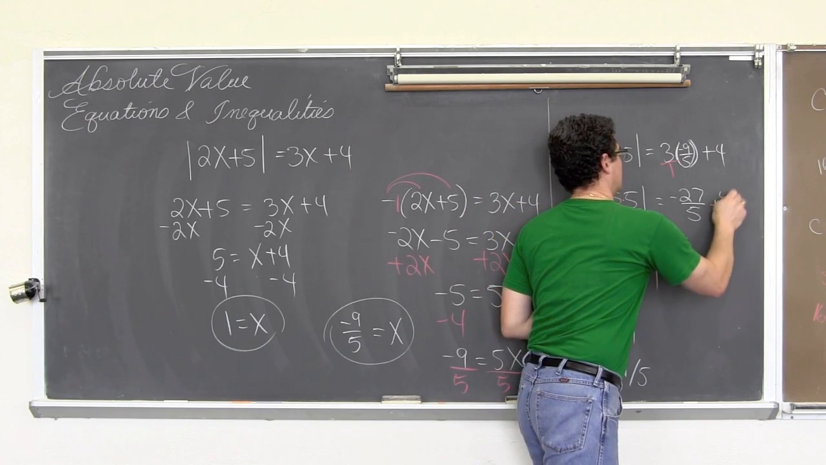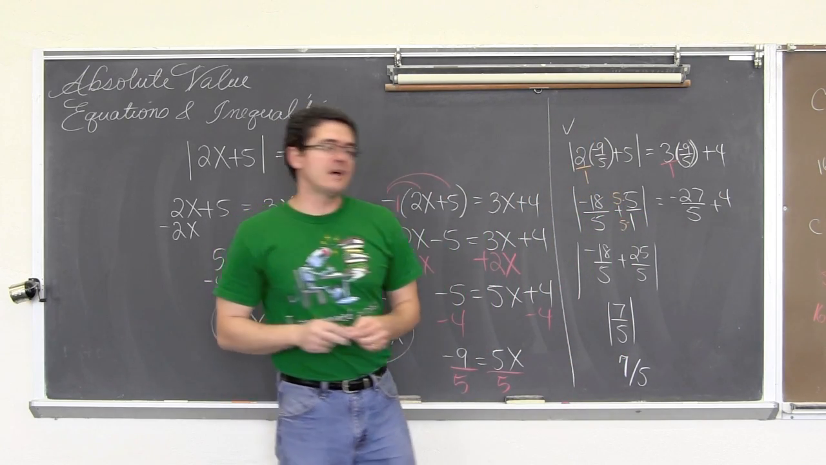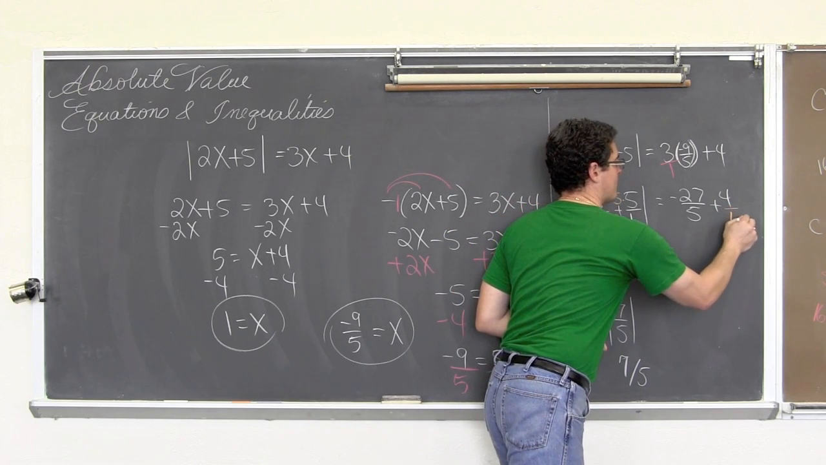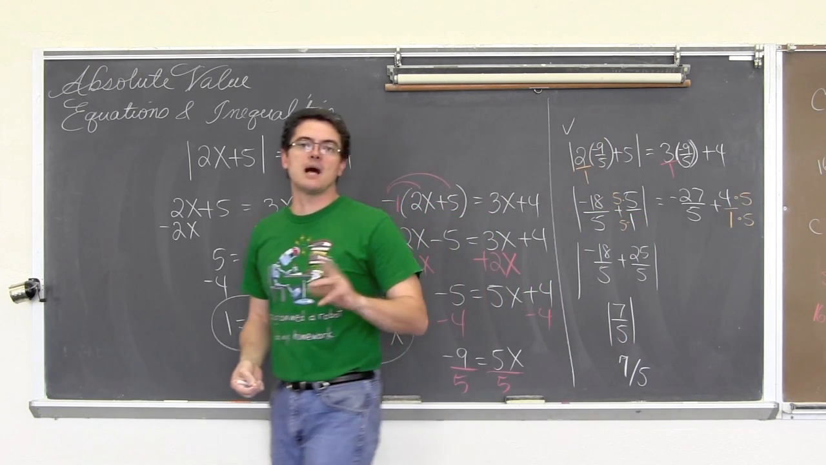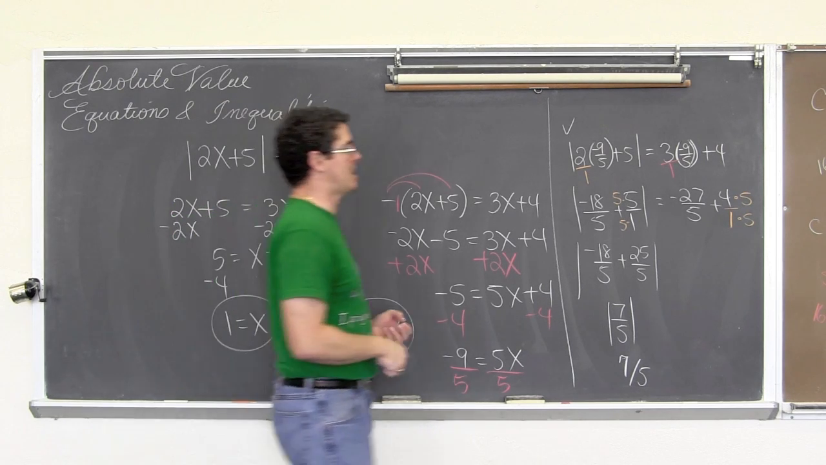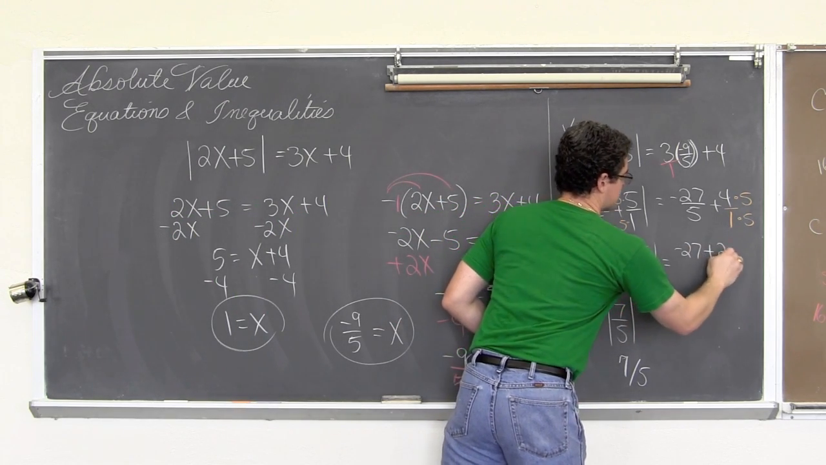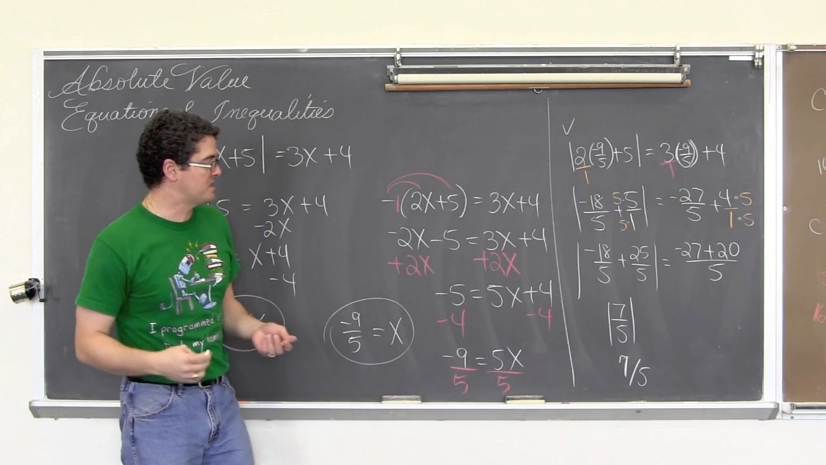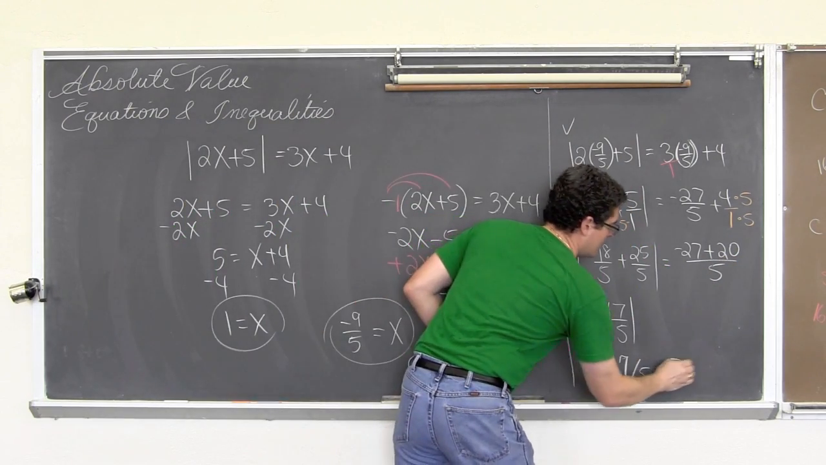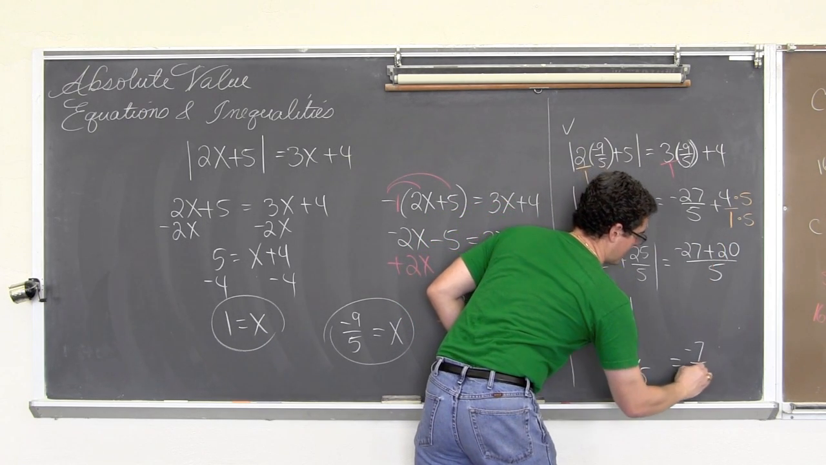Plus 4. Well, again, you can't add fractions if you don't have a common denominator, so stick that 4 over 1, and we're going to multiply that second fraction on the top and bottom by 5 to get that common denominator. So we have -27 plus 20 over now our common denominator of 5, and we see what's going to happen here. -27 plus 20 is -7/5.